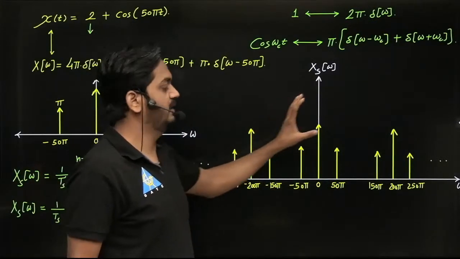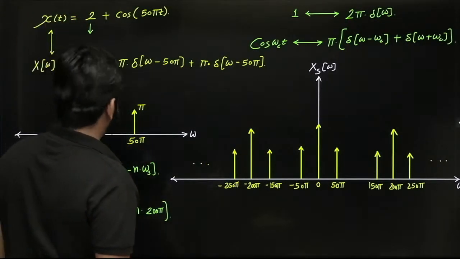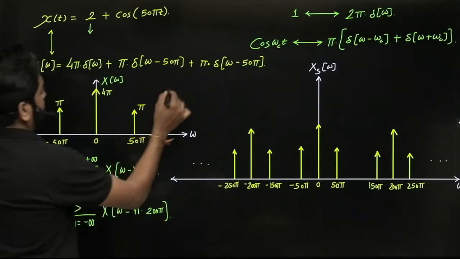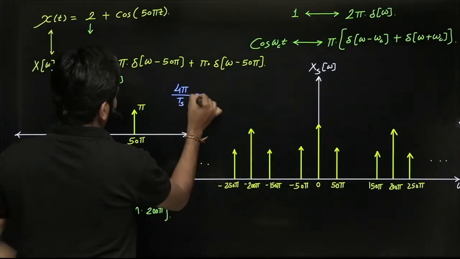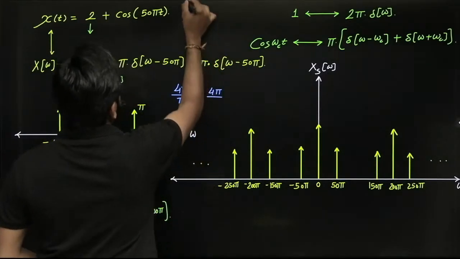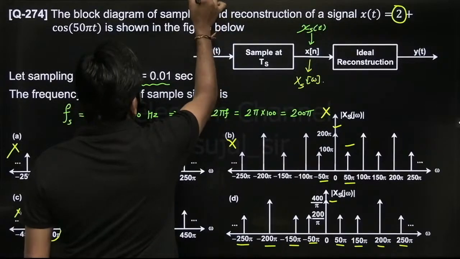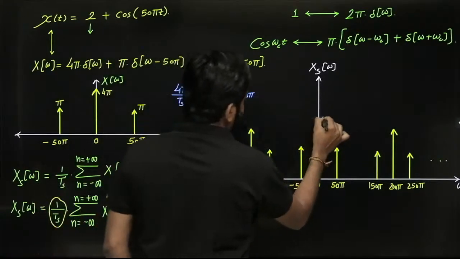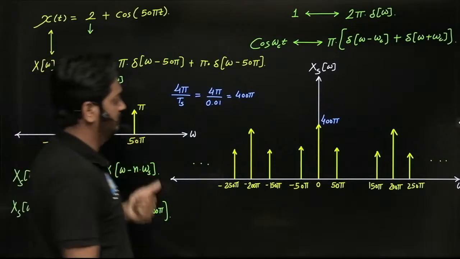Now we are talking about the amplitude, guys. For the amplitude, you simply have to multiply by 1 upon Ts. You can see here X of omega multiplied by 1 upon Ts. Here 4 pi is there, so 4 pi times 1 upon Ts. Ts is equal to 0.01, so 1 upon Ts is 100. So it will be 400 pi, as I told you. Similarly, again you multiply by 100, so this will be at 100 pi.